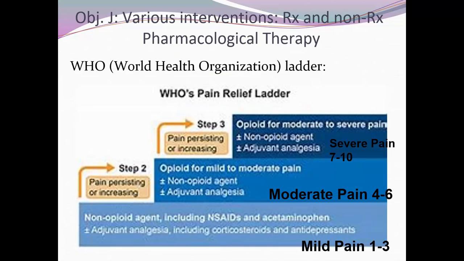So the World Health Organization, or WHO, set guidelines for choosing a pain management strategy. They advocate using the less invasive, less risky pain medications first to minimize side effects and to minimize risk of addiction problems. So the first line of treatment for mild pain, usually like a 1 to a 3, would be a non-opioid prescription like Tylenol, ibuprofen, or naproxen sodium.